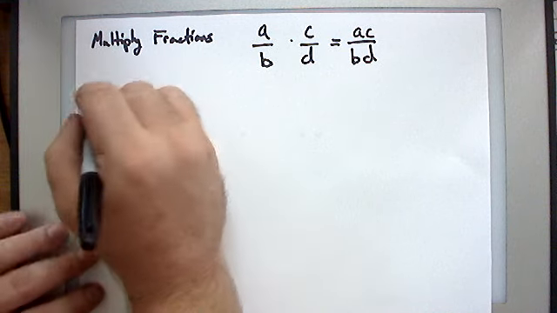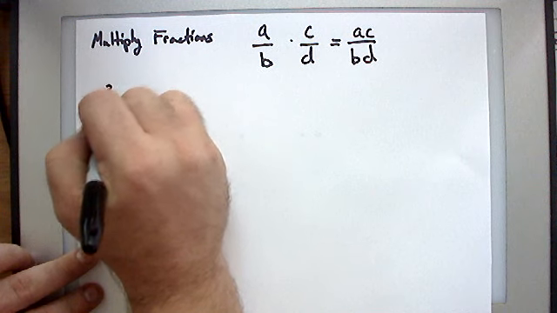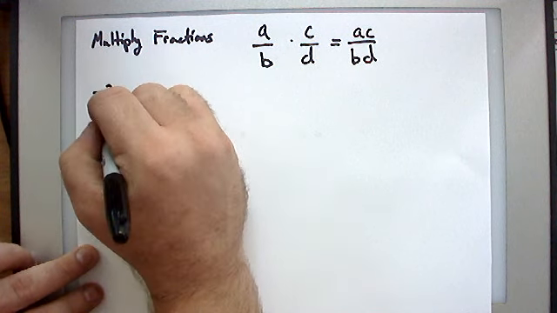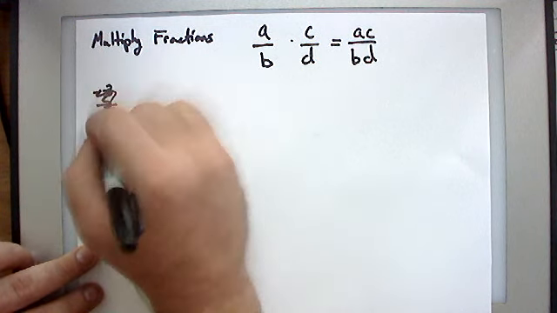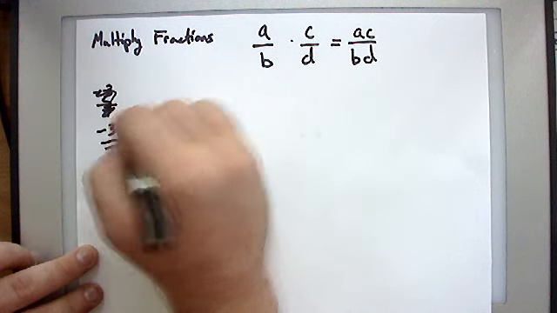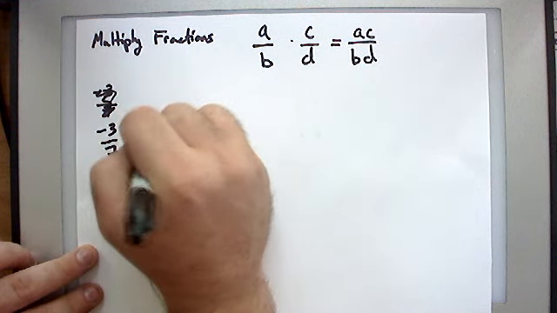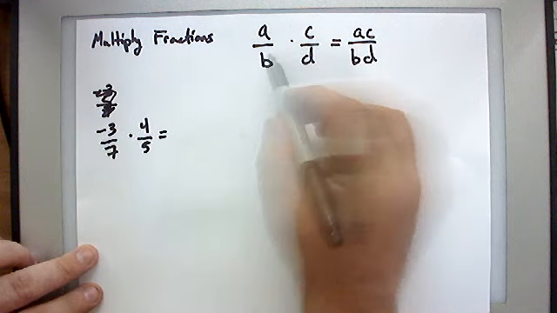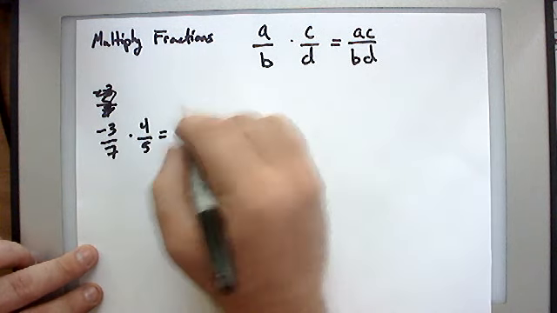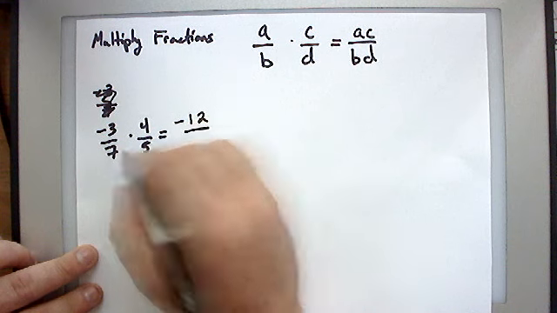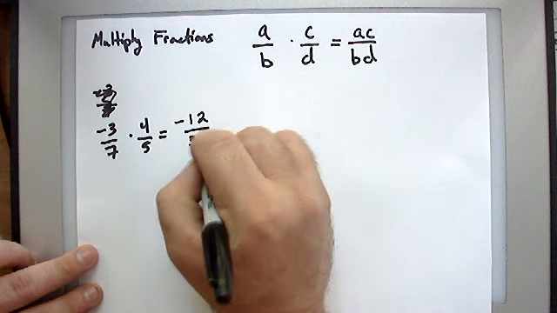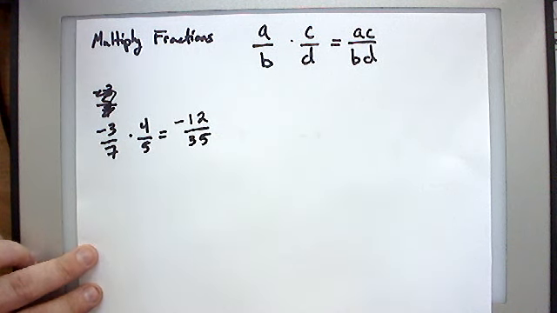So at its most basic, let's say I had negative 3 over 7 times 4 over 5. Well, like I said, just multiply straight across. Negative 3 times 4, that's negative 12. 7 times 5, that's 35. And the only thing you need to do now is just check for reduction.